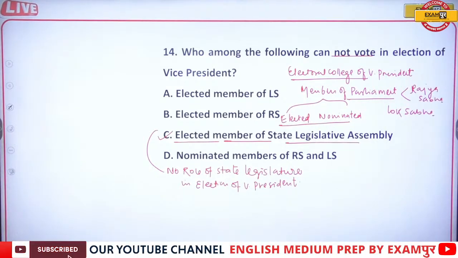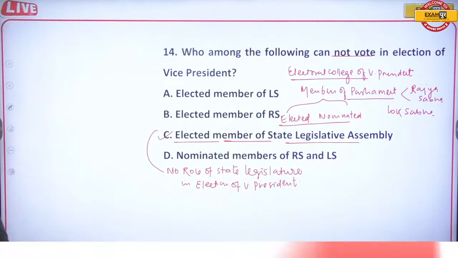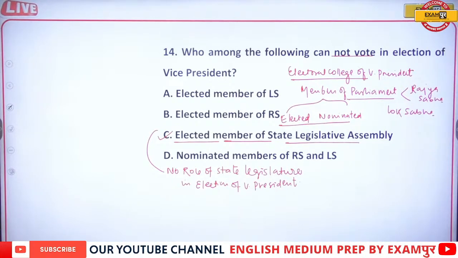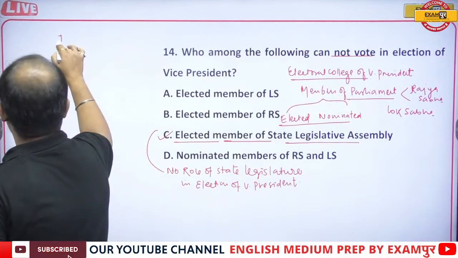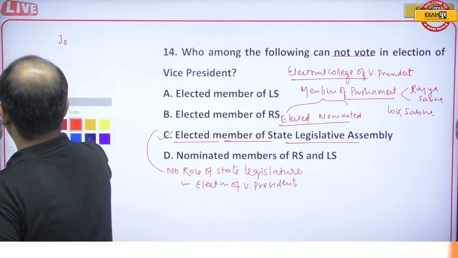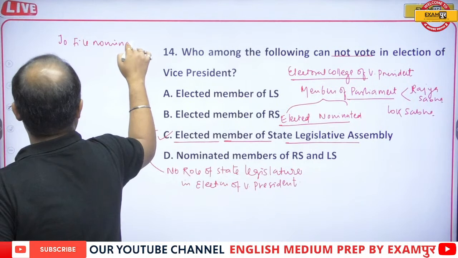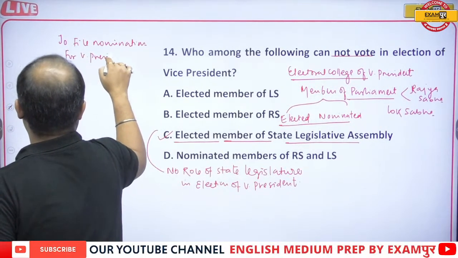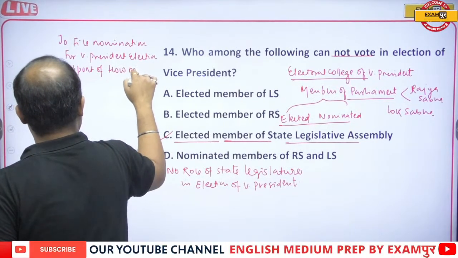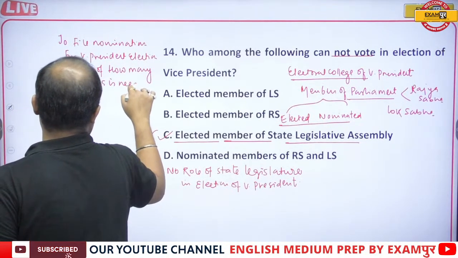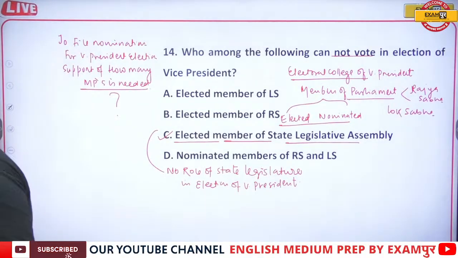Now guys, one thing you should tell me: what is the number of proposers and what is the number of seconders? What is the minimum number of proposers and seconders for the vice presidential election? See, now we have read about the president, that you only need the support of 100 MPs. Now to file the nomination for the vice president election, support of how many MPs is needed?